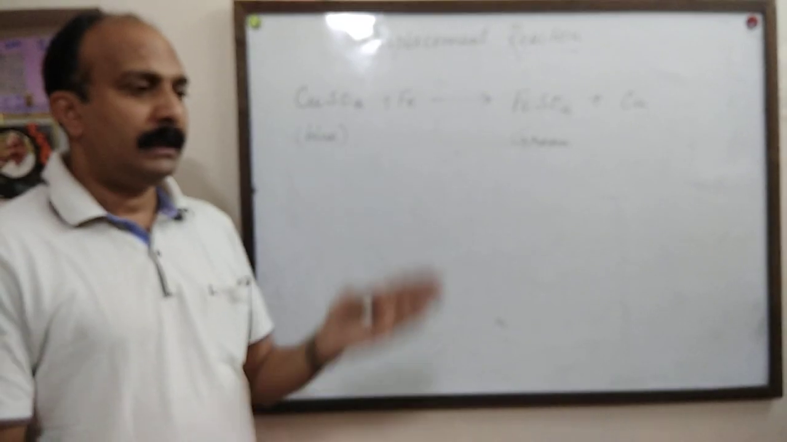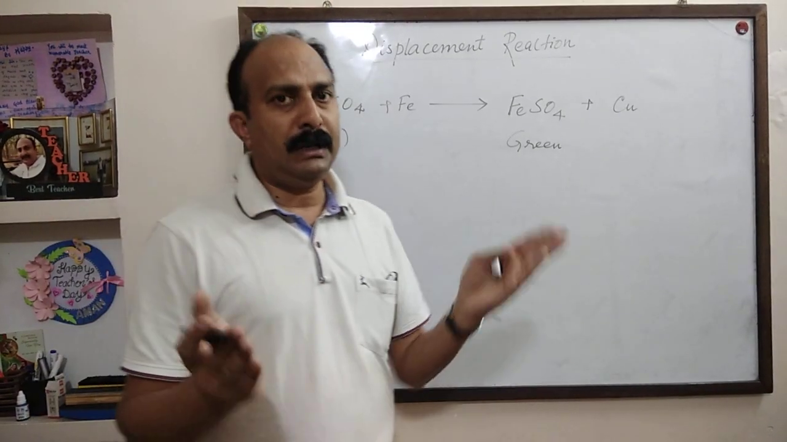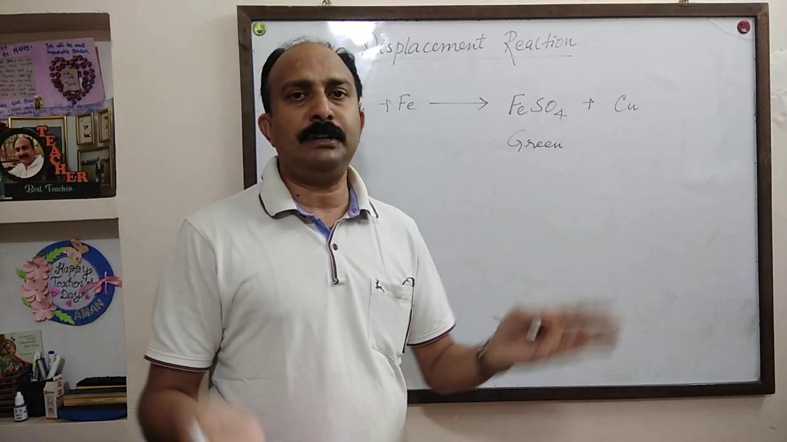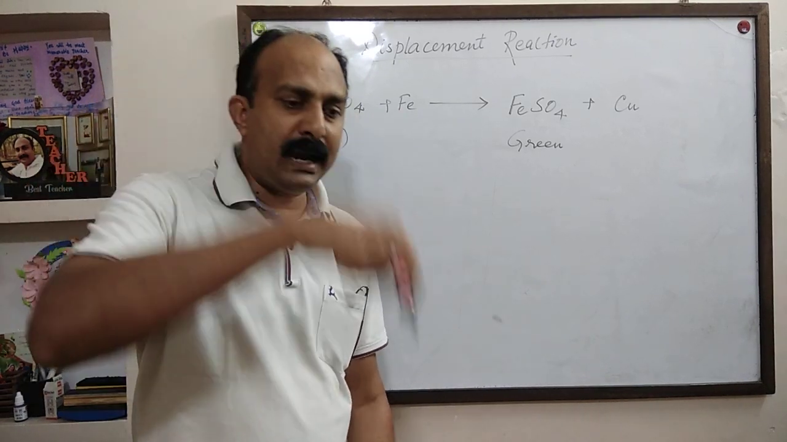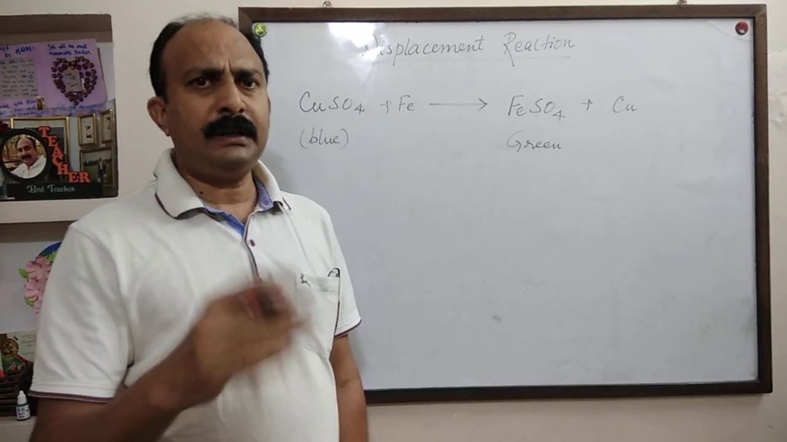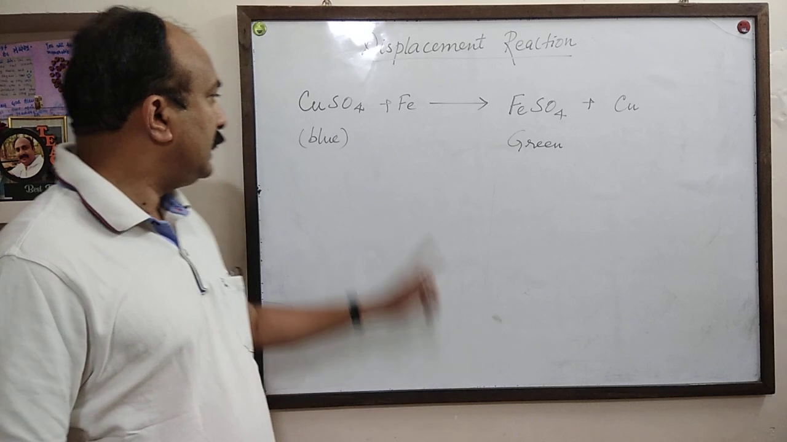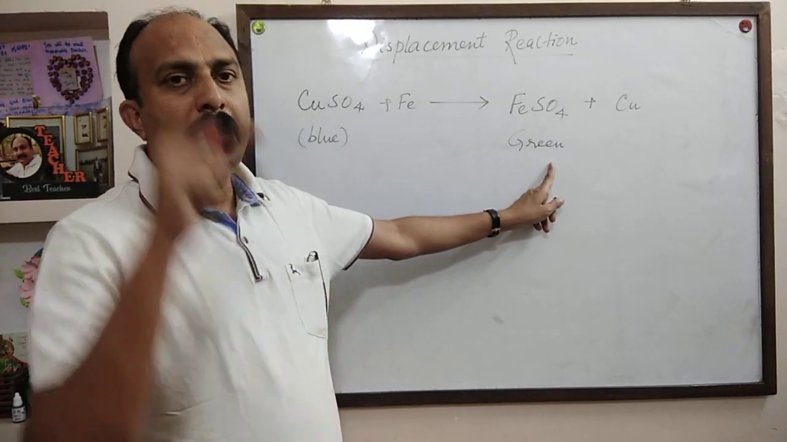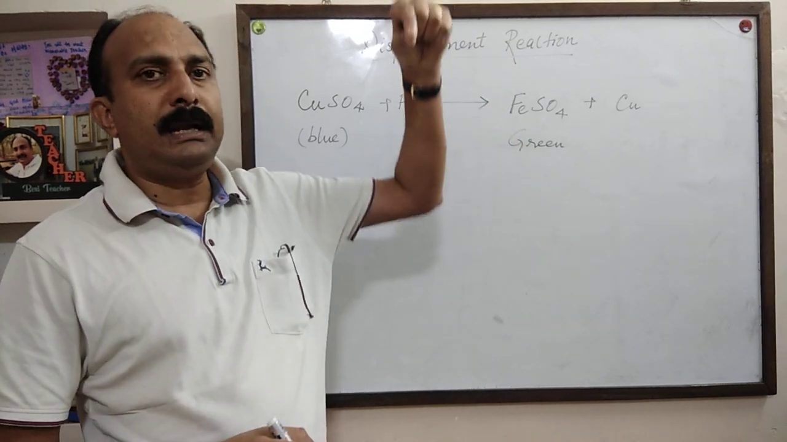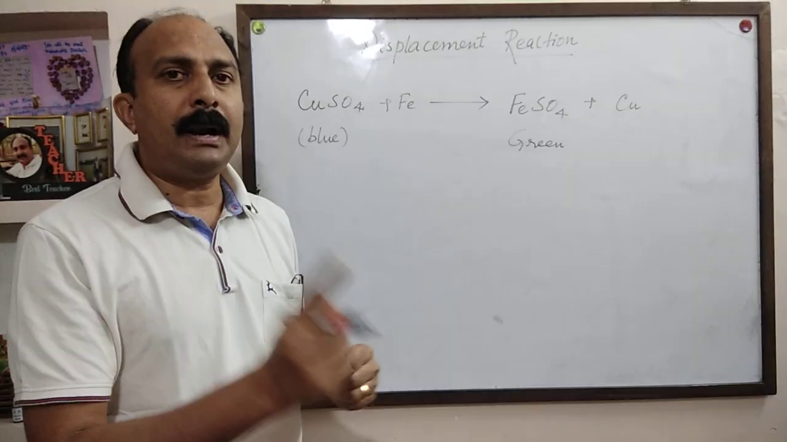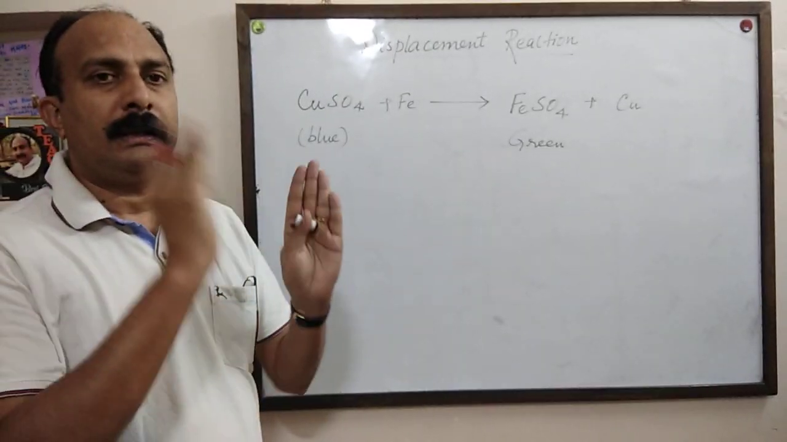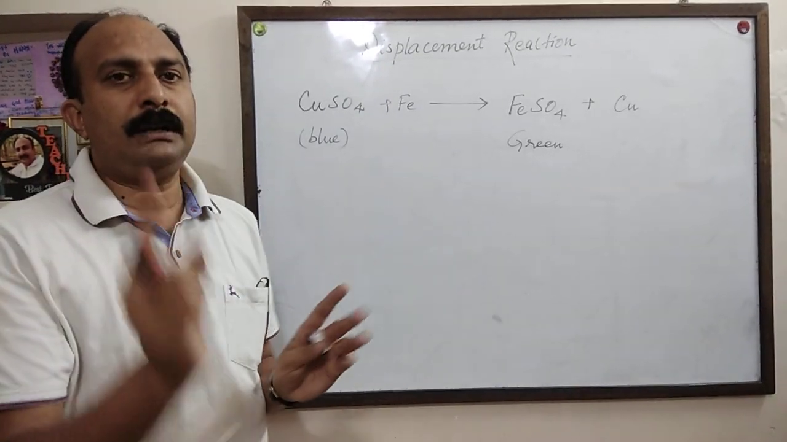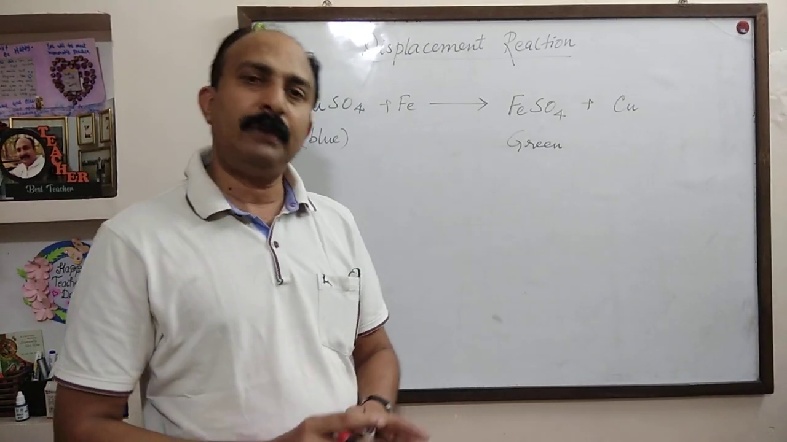I repeat, take copper sulfate solution in a container. Copper sulfate solution is blue in color. Put an iron nail into it. After 10 to 15 minutes you can see the blue colored solution will turn green in color, and if you take out that iron nail and see, you can see brown colored copper will be completely deposited over that iron nail. What is the reason?